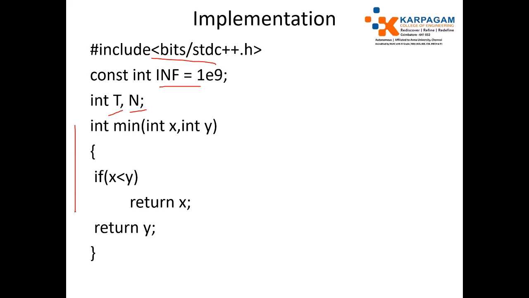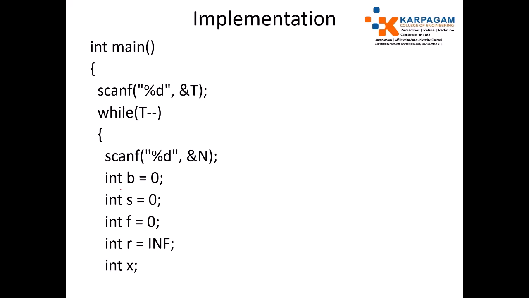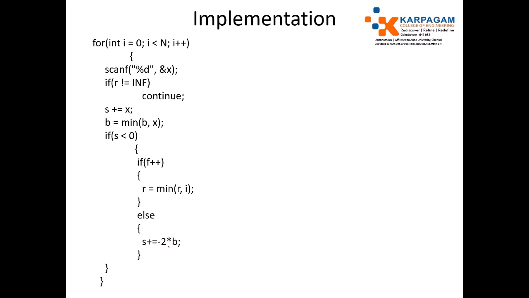Just find the smaller of two numbers by using the min function. Here the arguments are x and y. If x is less than y, return x, otherwise it returns y. Here inside the main function, just read the input from the user. This is the test case. For every test case, we need to get the size of the array. Initially set b equal to 0, s equal to 0, f equal to 0, and r equal to infinity. And x is for getting the array element from the user.